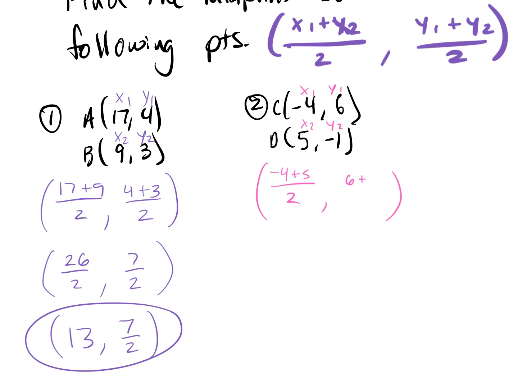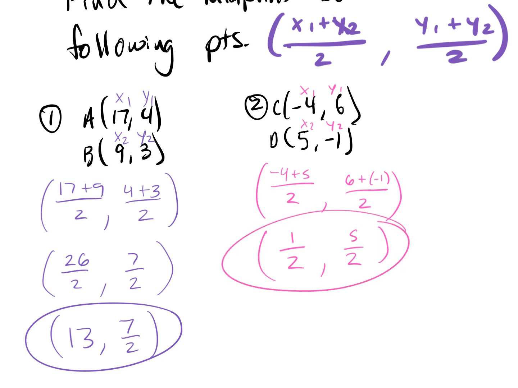What would it be, minus? You could say 6 plus negative 1, which would be 6 minus 1, so it doesn't really matter how you write it. So 6 plus negative 1 over 2. What's negative 4 plus 5? 1 over 2. And what's 6 plus negative 1? 5 over 2. Can we simplify either one of these? No. No. So that would be our final answer.